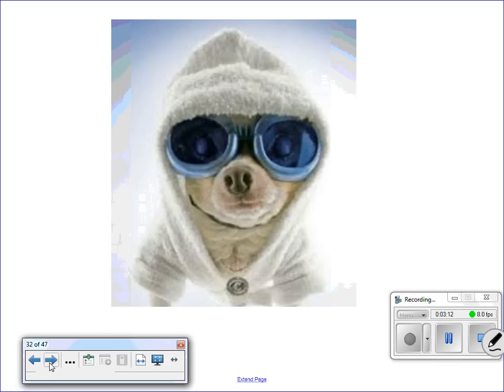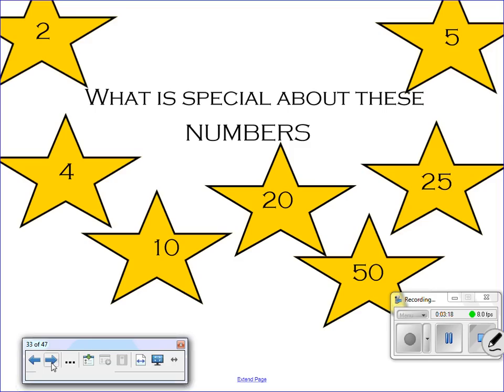I got any more chihuahuas? Yes. Not quite sure why I had that chihuahua. I just think that chihuahua looks amazing. Anyways, we'll keep going here. Sorry, I got distracted. Okay?